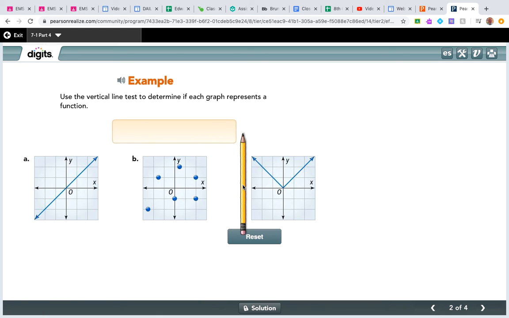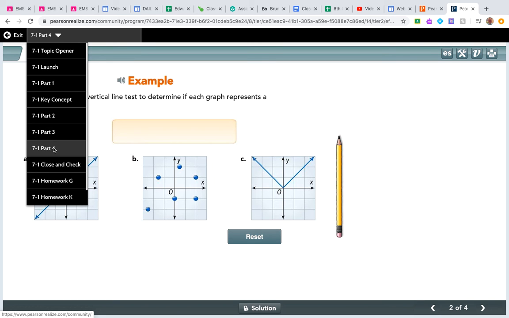How about this one? This is actually an absolute value graph. Let's see. Is it hitting more than once at any place? No, it is not. These are all functions. Yes, that's the vertical line test. Very, very useful.